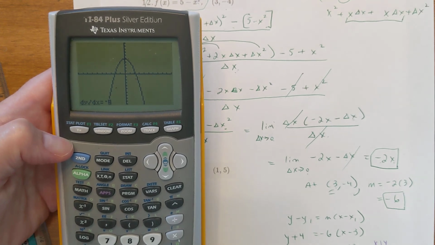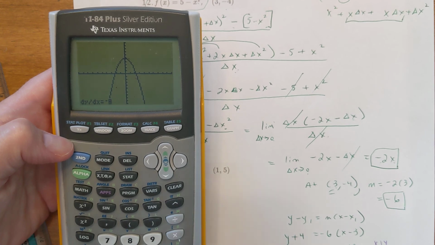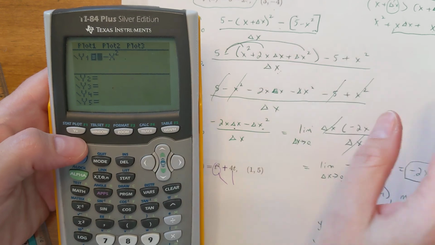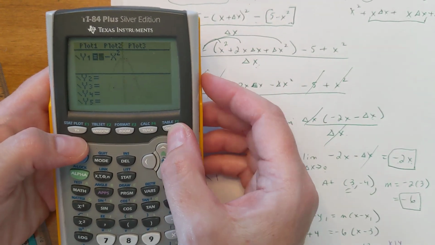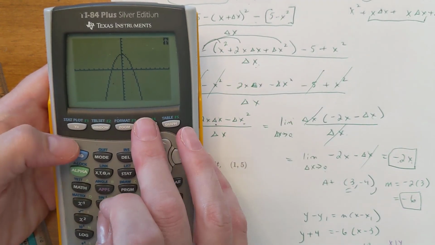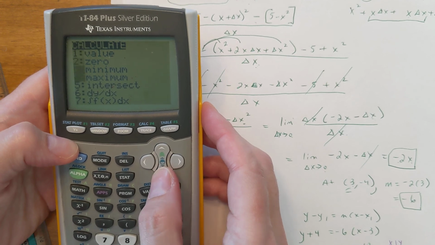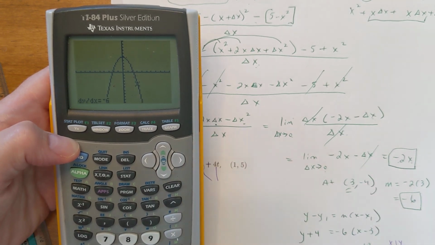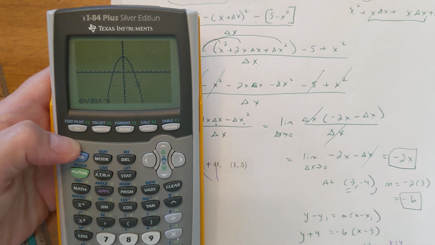Oh no. Negative 8. Let me see here. Did I type that one in wrong too? Now you guys are really laughing at me. Oh, at the point 3, did I type in a different number? So I can calculate the value, dy over dx when it's 3. And we get negative 6. There we go. I don't know what I did before.